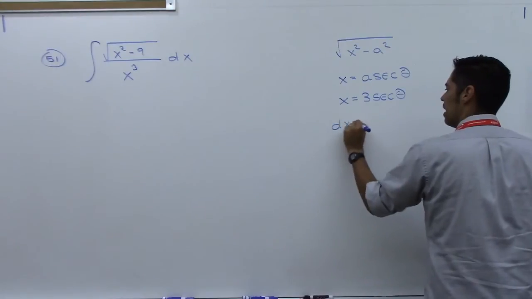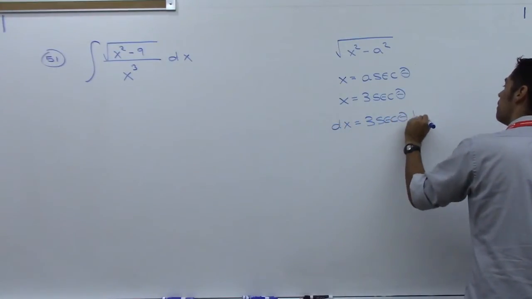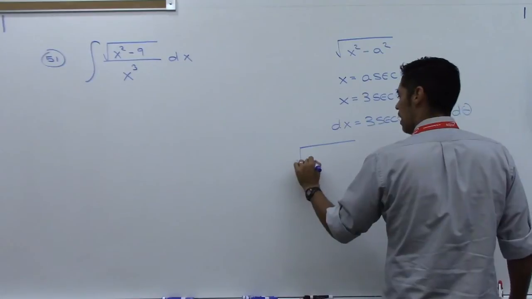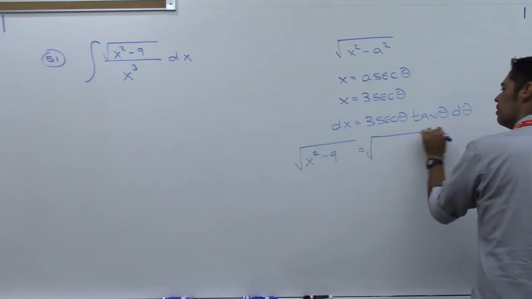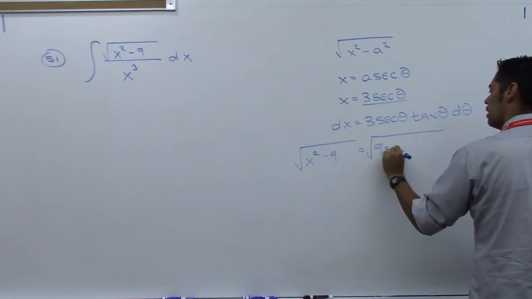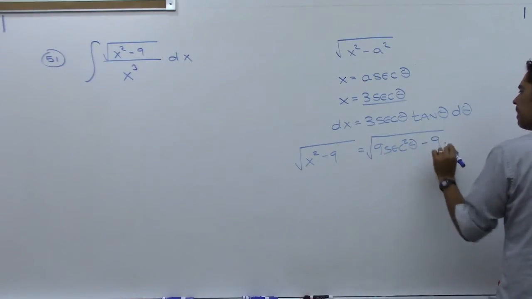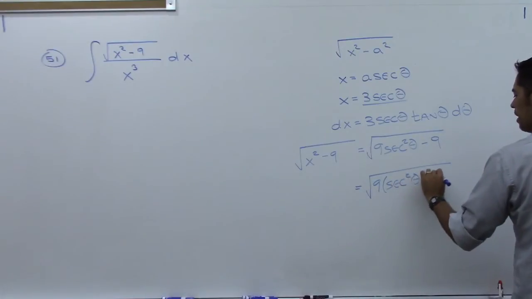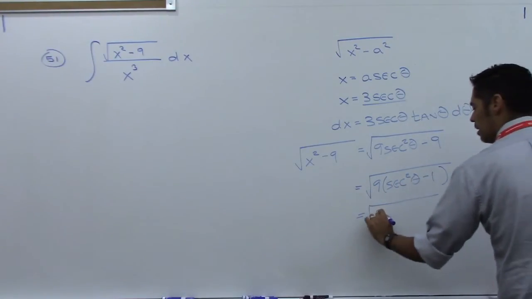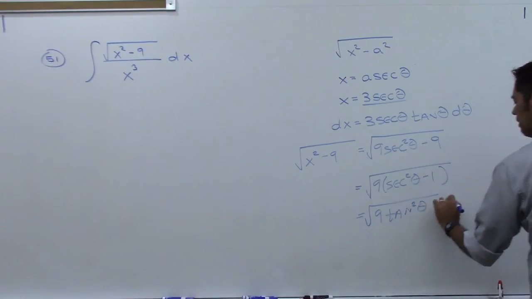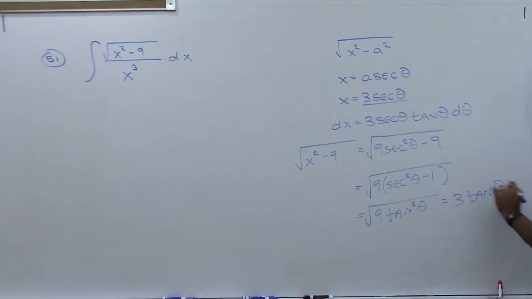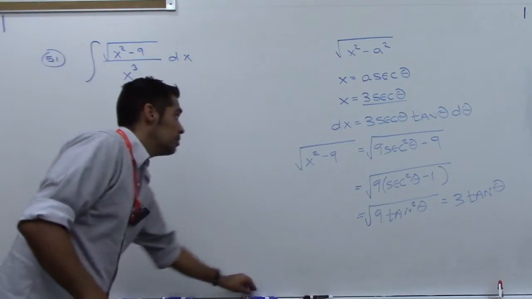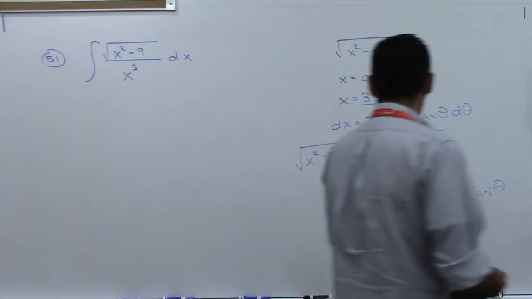And now I take the derivative. dx is 3 secant theta tangent theta d theta. And the square root part, x squared minus 9, becomes the square root of my x right here, squared, 9 secant squared theta, minus 9. And then you factor out a 9. You're left with secant squared theta minus 1. But that's 9 tangent squared theta using the Pythagorean identity, which is 3 tangent theta. I hope this isn't going too fast. I feel like I've done enough of these, hopefully, that you're following all these identities and stuff.